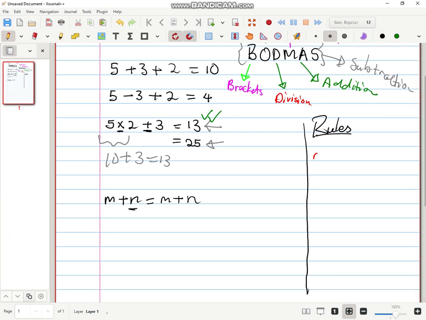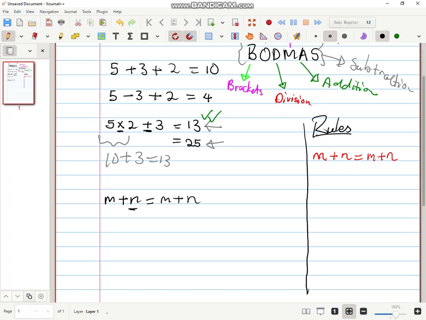So m plus n, remember m plus n can be anything, right? These things can be any number. So m plus n will always be equal to m plus n. Obviously, if it's two numbers, 15 plus 10 is going to be 25, right?